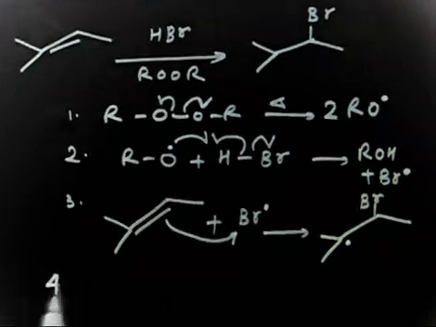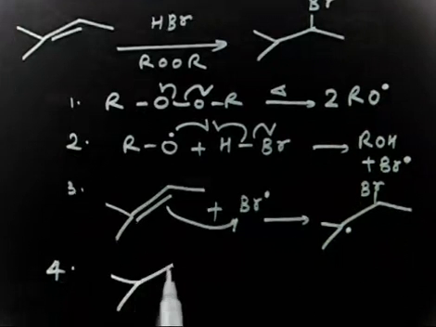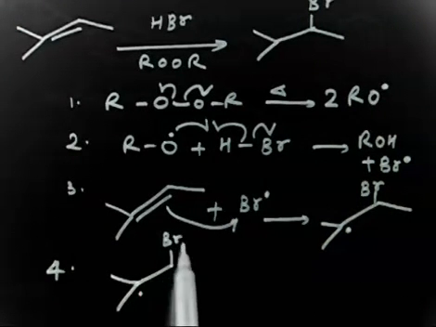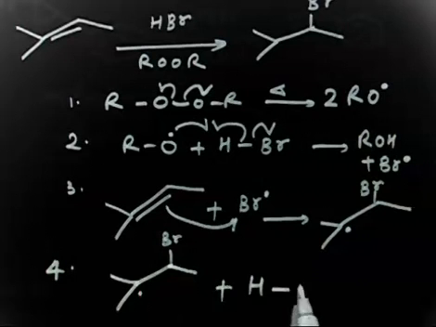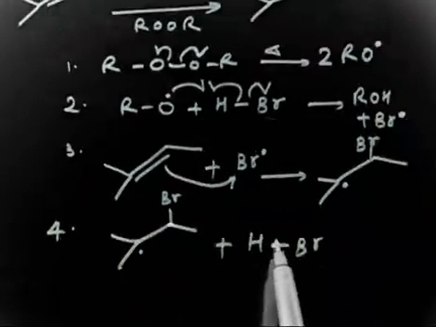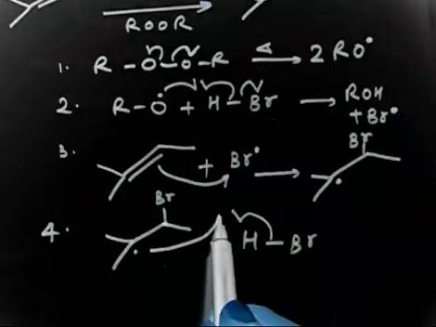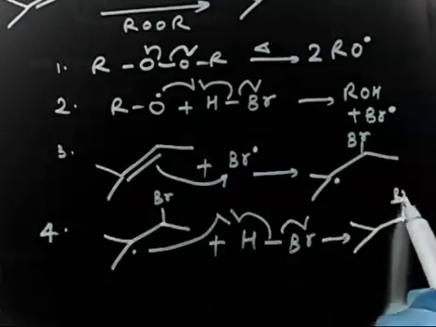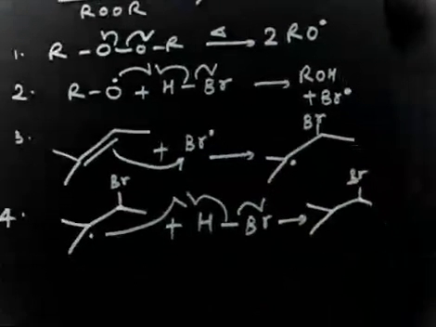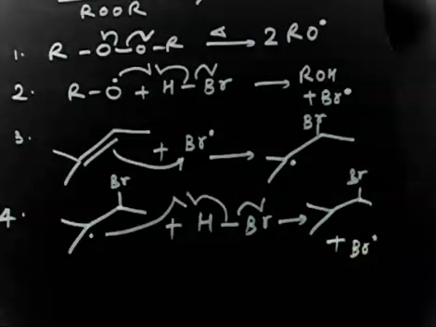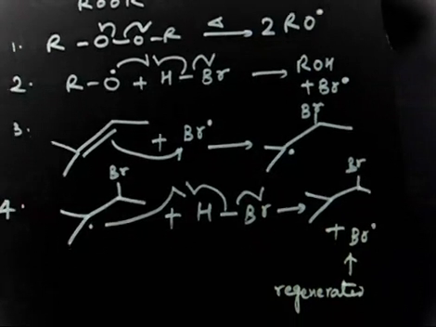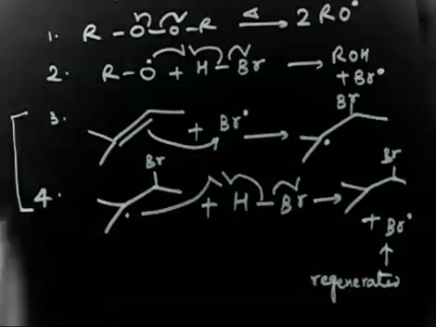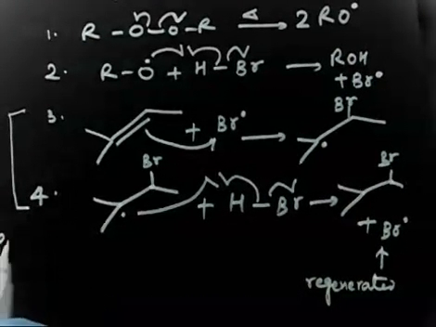Now the next step, I have to take one hydrogen and regenerate. So if I take HBr, what will happen? One hydrogen electron and one electron from here comes, this goes here. So you will have this product with Br, are you getting? And plus Br dot. So you have regenerated the Br dot. Now these two steps are basically propagating steps.